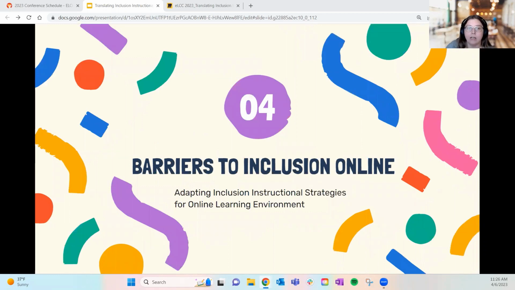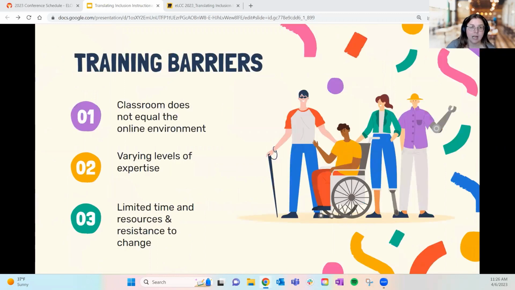So why do we think there's a gap in this research on inclusion strategies? Well, we think there's also a variety of barriers to implementing it in the practitioner space. Implementing inclusion online and then training faculty to implement inclusion instructional strategies effectively can be really challenging for a few different reasons. There may be all kinds of barriers that come up, and it can be challenging, again, for several different reasons.